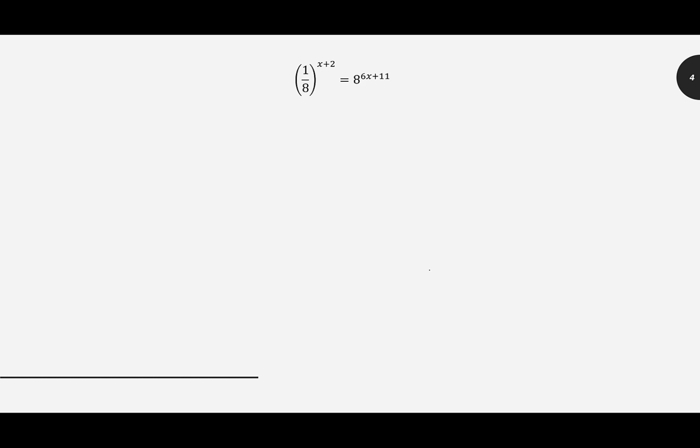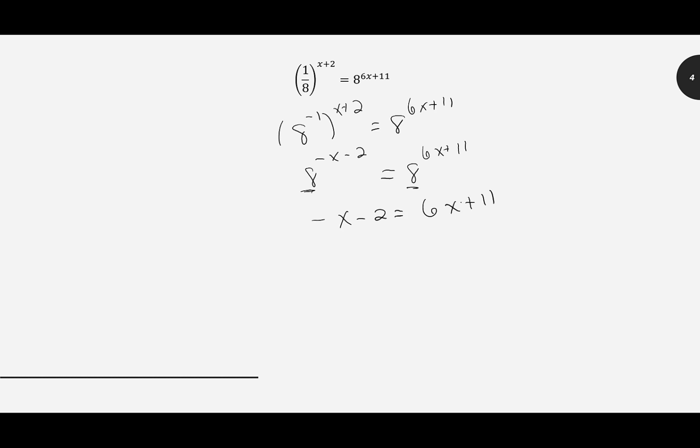So here's another one. I have 1/8 to the x plus 2 is 8 to the 6x plus 11. This looks a lot like the last one. I'm going to write 8 to the negative 1, to the x plus 2, is 8 to the 6x plus 11. I'm going to distribute the negative 1. So I have negative x minus 2 as my exponent on the left, and then still I have the 6x plus 11 on the right. Now that the bases are the same, I get to drop them. Negative x minus 2 is 6x plus 11. Let's move the x's to the left, so I'll subtract 6x.